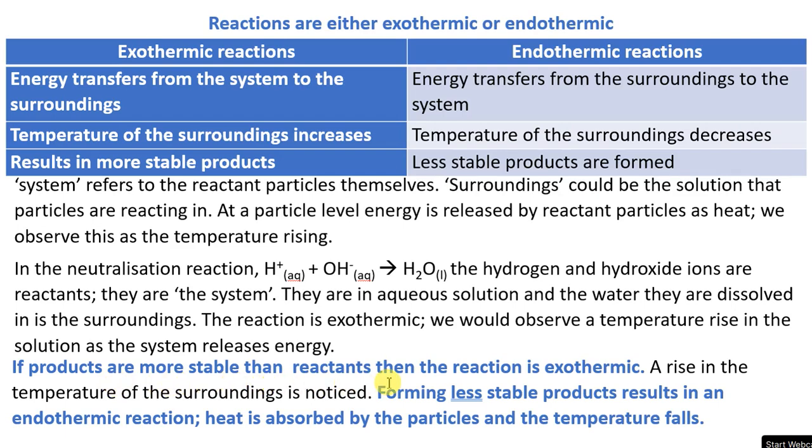If the products are more stable than the reactants, then the reaction is exothermic. A rise in the temperature of the surroundings is noticed. Forming less stable products results in an endothermic reaction. Heat is absorbed by the particles and the temperature falls.